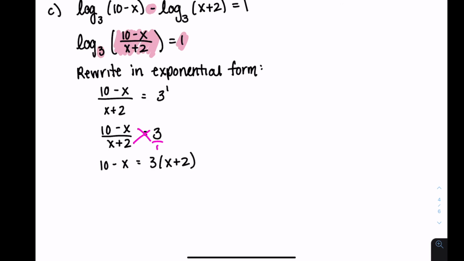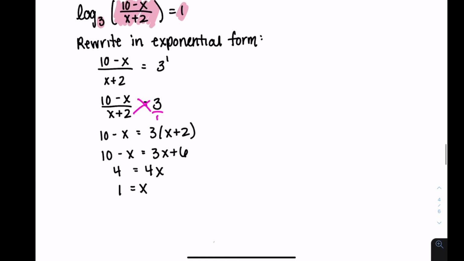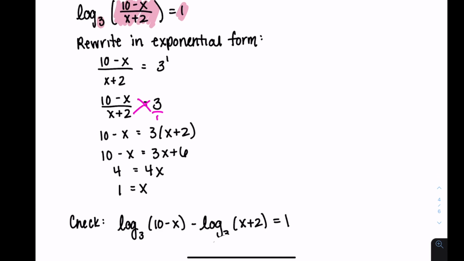So you get 10 minus x is 3 times x plus 2. Distribute that out. Go ahead and add x to the other side, subtract 6 from both sides, and then divide by 4, and we get a single solution, x equals 1. But again, I need to check this works.